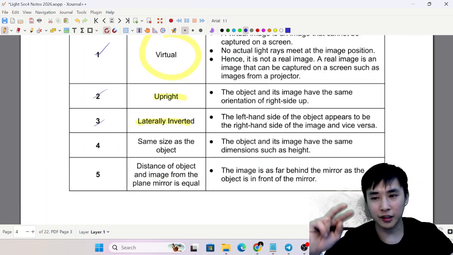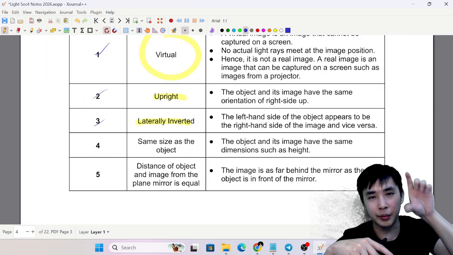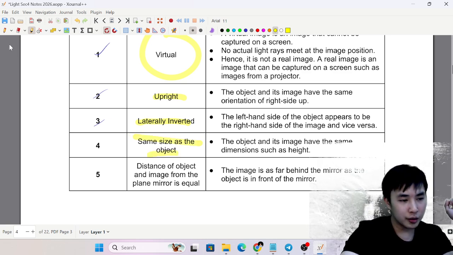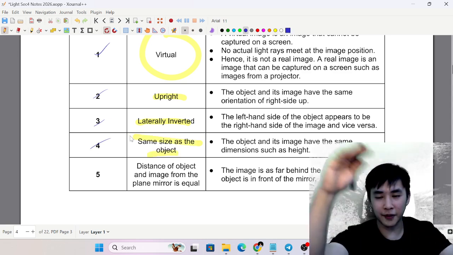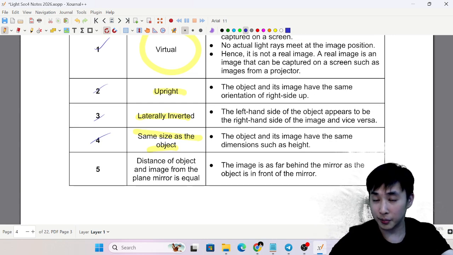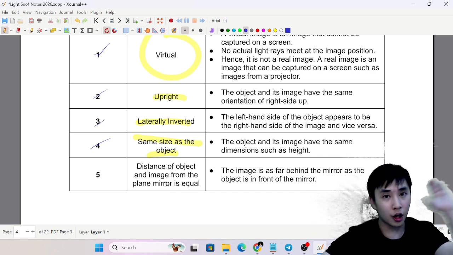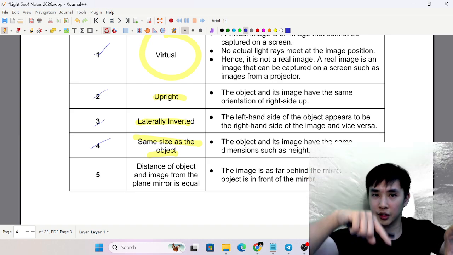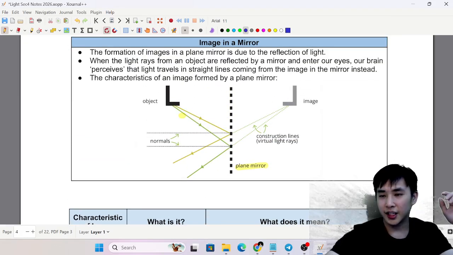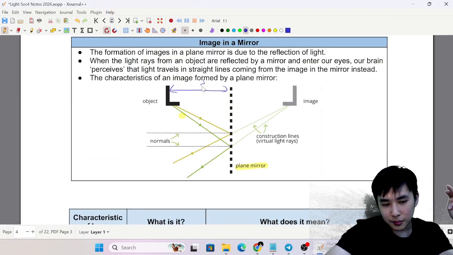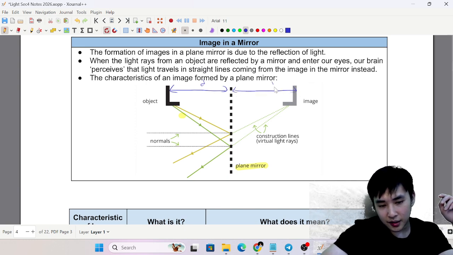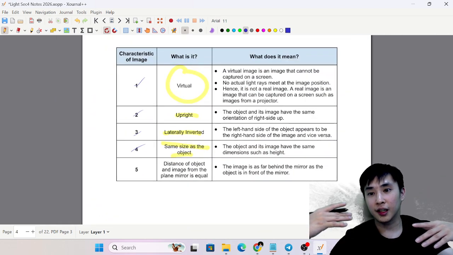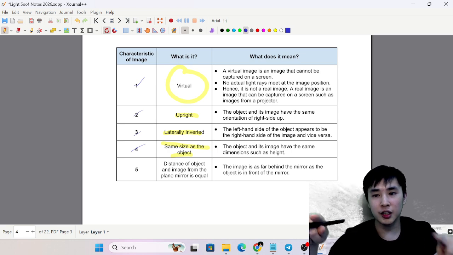There are 2 last characteristics you must also know. The object will be the same size as the image. This is another feature you have to understand, so we'll call this learning objective 4. Finally, the very last characteristic you have to remember is that the distance from the object to the mirror must be the same as the distance from the image to the mirror. Physically, it looks something like this. This distance must be exactly the same as this distance. These are the 5 characteristics that will always show up for all your images. This will always be true for plane mirror images.